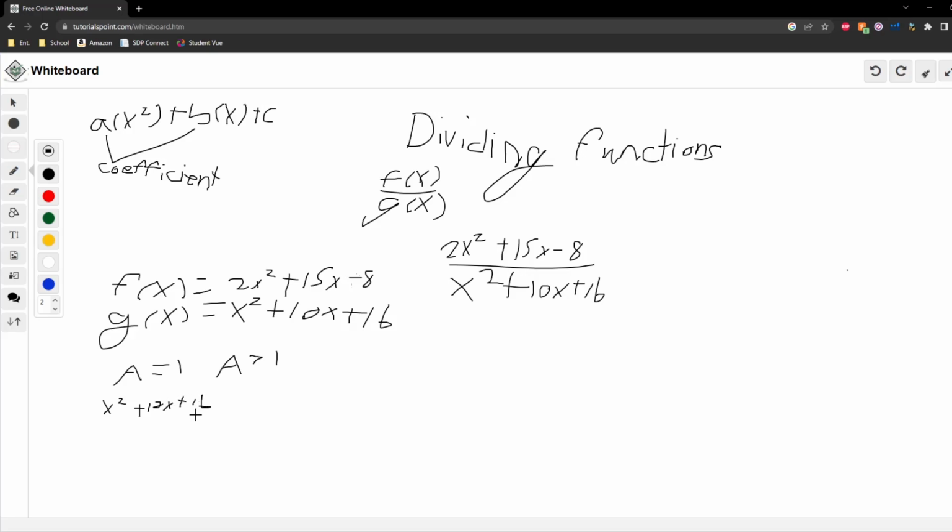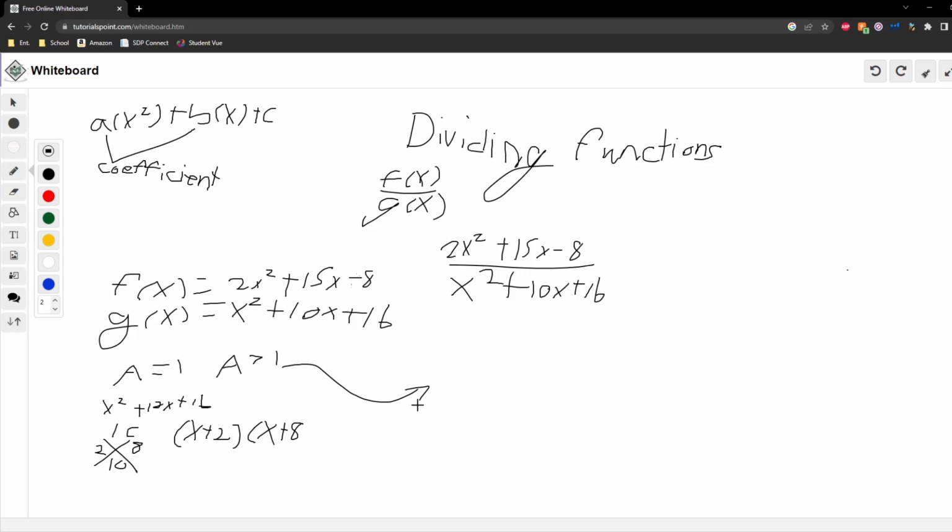We have x squared plus 10x plus 16. For this, the numbers 8 and 2 work as factors, so it would simplify to x plus 2 times x plus 8. That's it. You factor a trinomial when a is equal to 1.